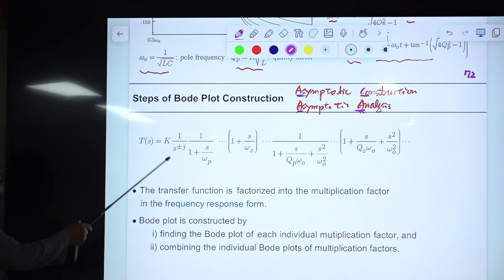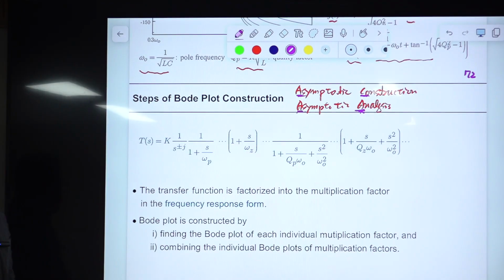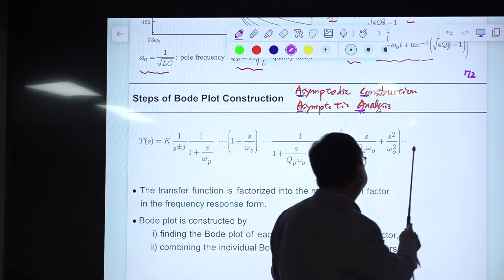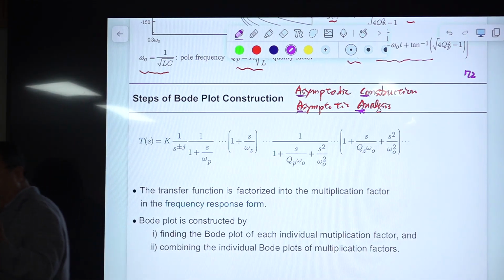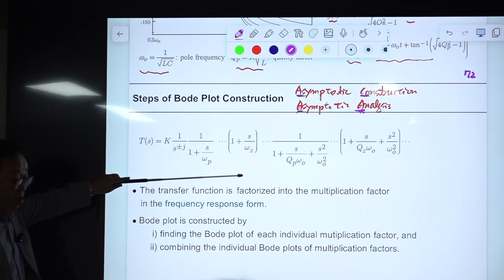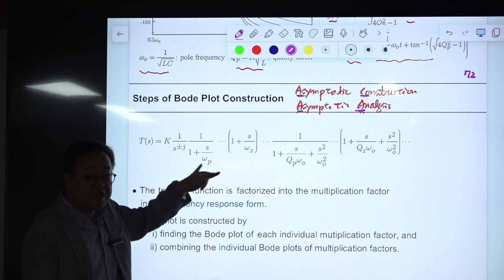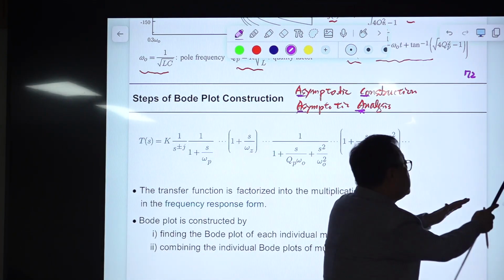So T(s) only consists of these 1, 2, 3, 4, 5, 6 terms. Why do we only consider these terms? How about the cubic terms? Suppose you have some s cubic terms involved. You are not considering that because this basic construction rule for the Bode plot using the asymptote is only applicable to these 6 elements. If you have a third order term somewhere here, you must approximate that.